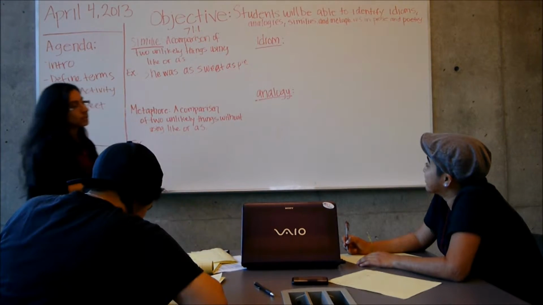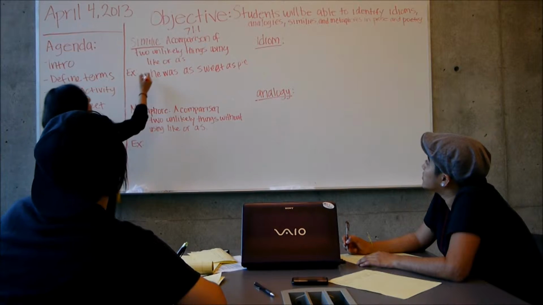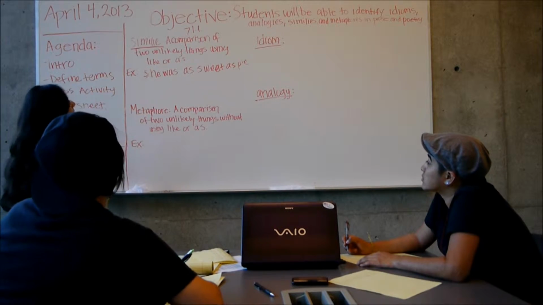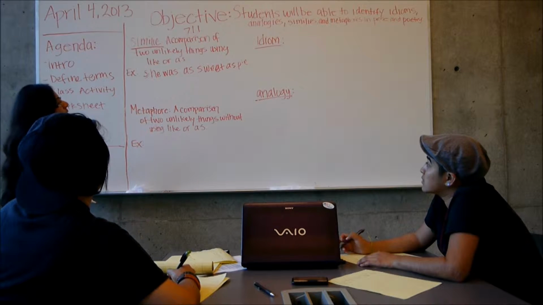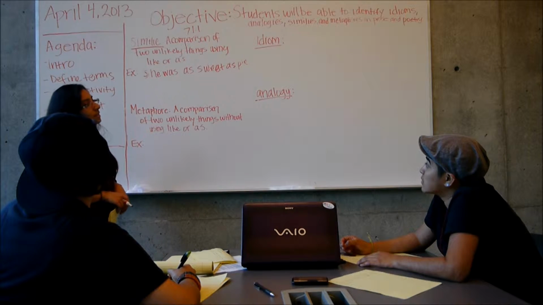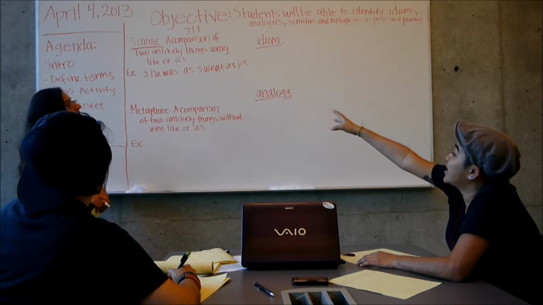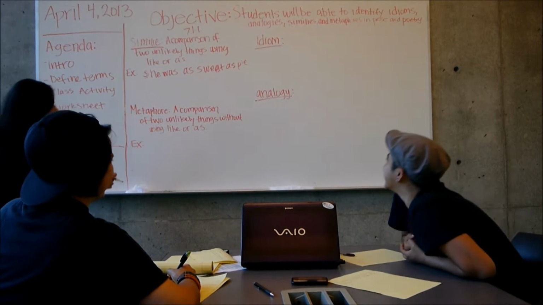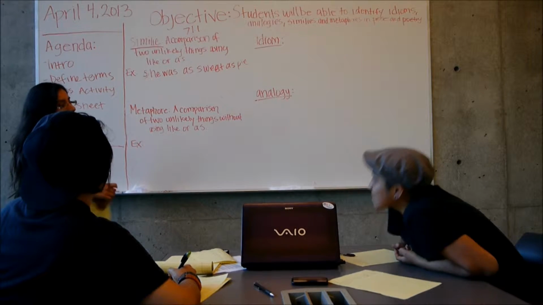Okay. So are you done writing down your definitions? Yeah. Okay. So the example that I wrote up here was she was as sweet as pie. And so what are the two things being compared in this simile? Sweet and pie. I mean, sheep and pie. Yes, good job. Okay, so can you think of any other examples for similes?